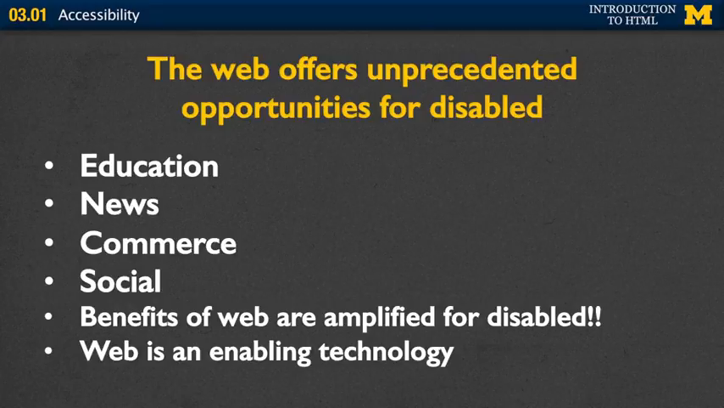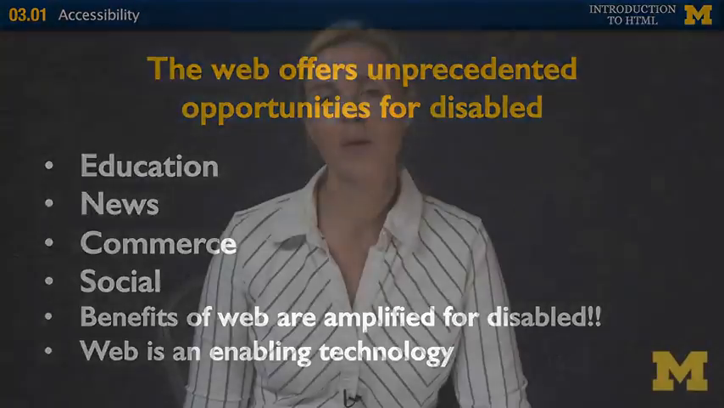So the benefits of the web are amplified for the disabled. People who before could not access education, news, commerce, or social interaction are now able to do that. So the web is an enabling technology, and we want to make sure that we continue to make it so. So hopefully I've convinced you just from a human standpoint that it's important to make your web pages accessible. But there are, of course, legal aspects as well.